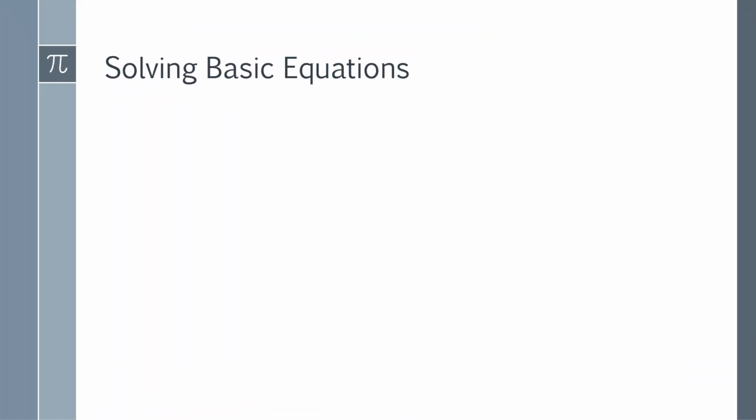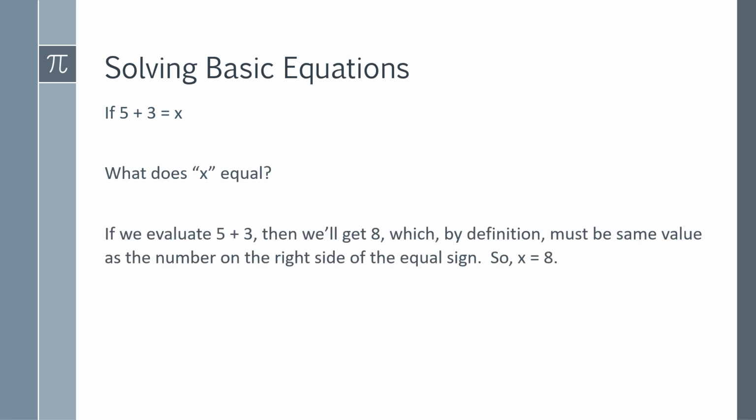Now let's use this concept with variables. Take a shot at this. If 5 plus 3 equals x, what does x equal? If we evaluate 5 plus 3, then we'll get 8, which by definition must be the same value as the number on the right side of the equal sign. So, x equals 8.